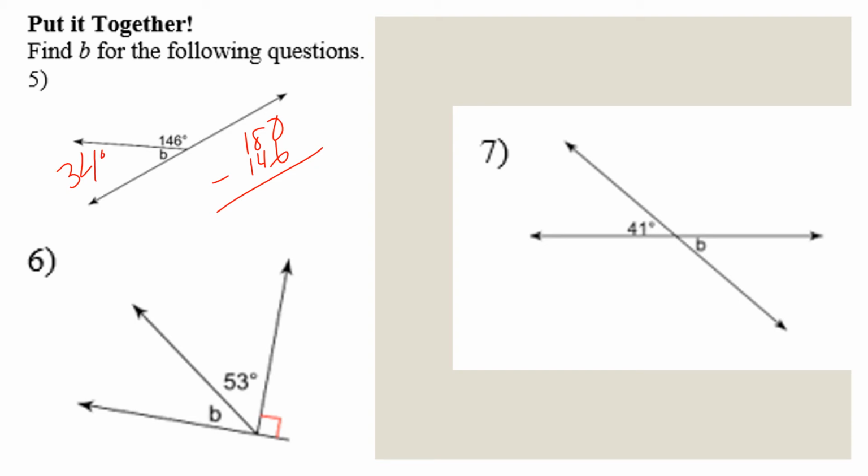For number 6, we have a 90-degree angle. If this side is 90 degrees, this side also has to be 90 degrees. So we can do 90 minus 53, and we get b is 37 degrees. For number 7, these two are vertical angles, so they have to be congruent. If this one's 41, that means b is also 41 degrees.